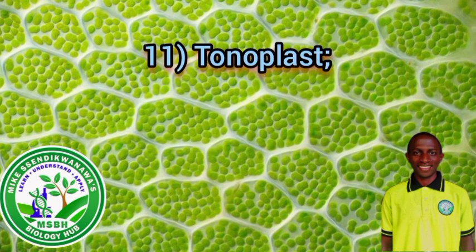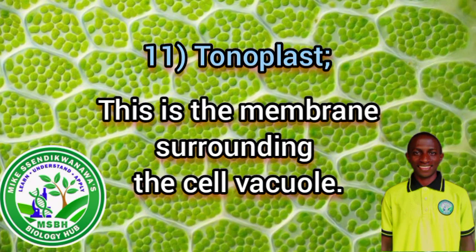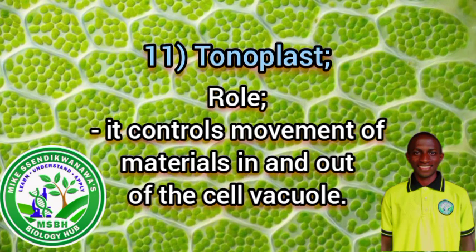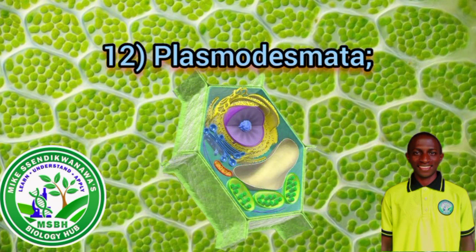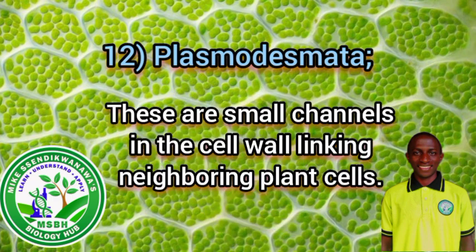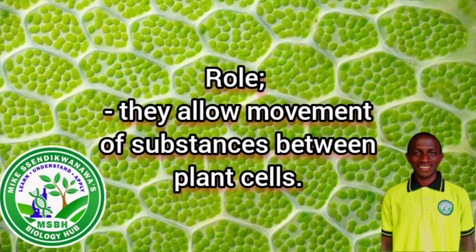11. Tonoplast. This is the membrane surrounding the cell vacuole. Role: it controls movement of materials in and out of the cell vacuole. 12. Plasmodesmata. These are small channels in the cell wall linking neighboring plant cells. Role: they allow movement of substances between plant cells.